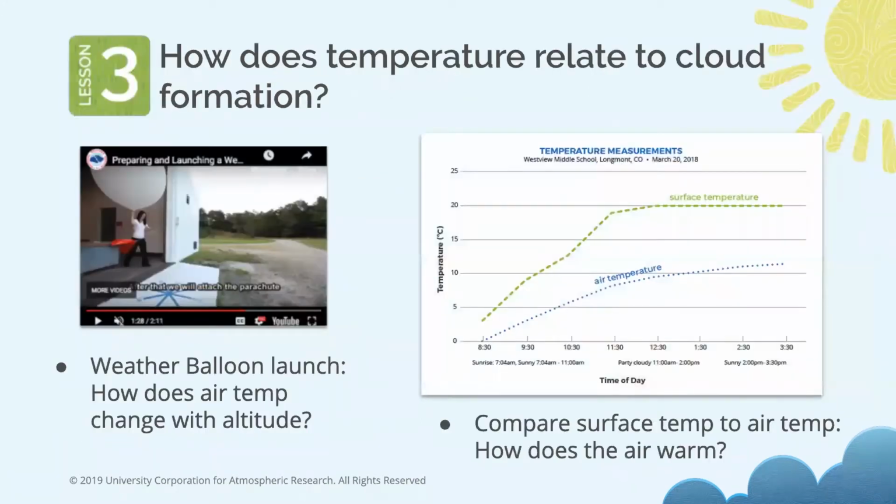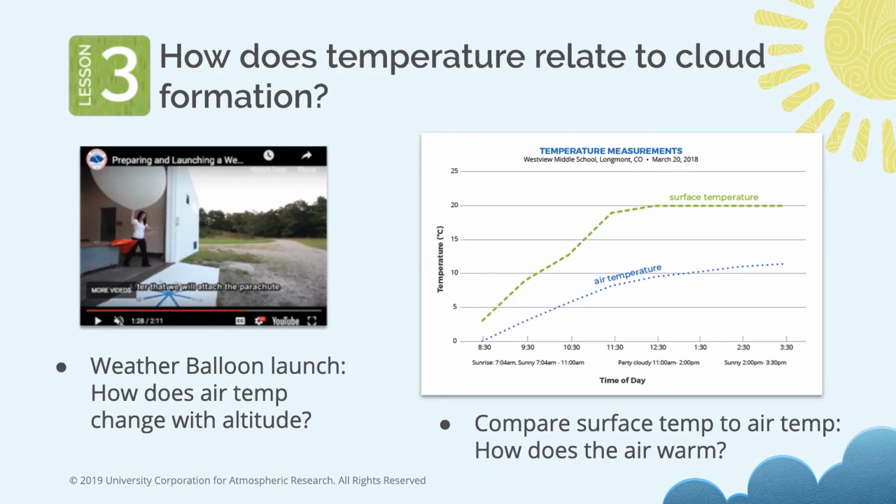by watching the clouds. And from there, we need to think about, how does temperature relate to cloud formation? We know that clouds are a sign of weather, that during a storm, there's water in the atmosphere. So we begin to investigate how that water gets up there. And we start with temperature. So students will watch a weather balloon launch and do a simulation of weather balloon launches to see how air temperature changes as you increase in altitude. And then we'll examine some graphs of surface temperature and air temperature that were collected from some GLOBE students.